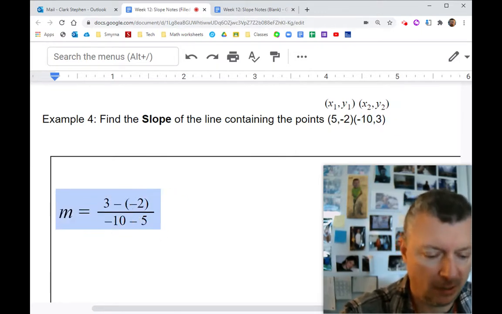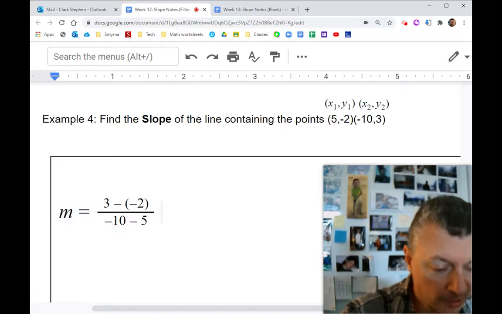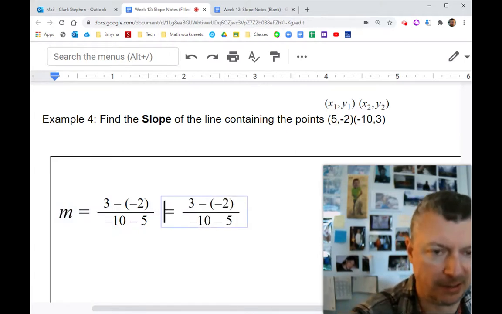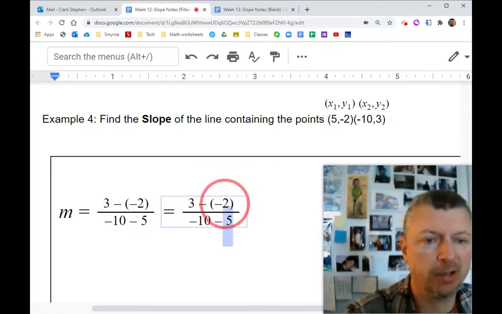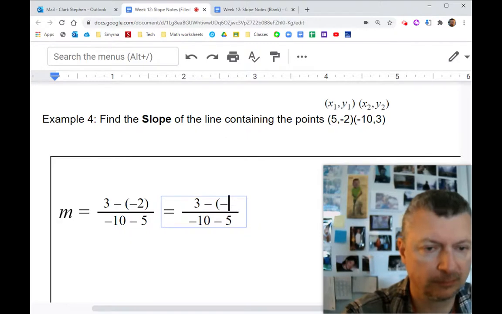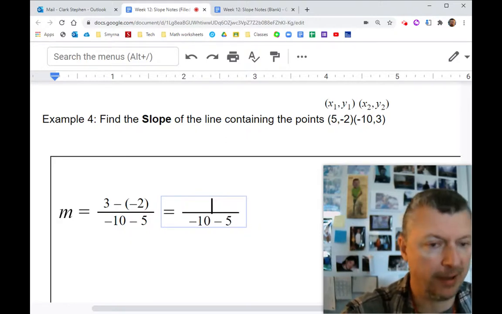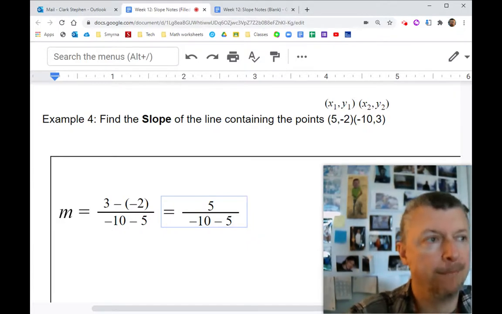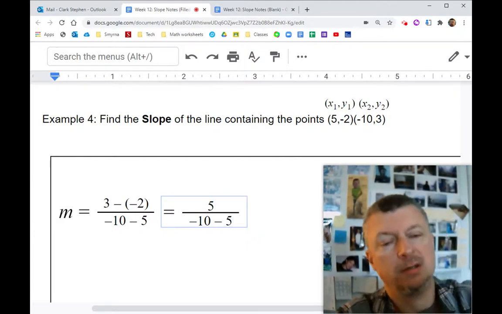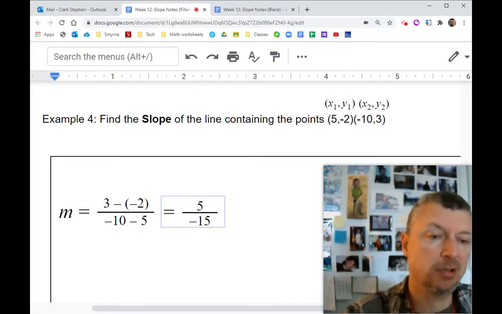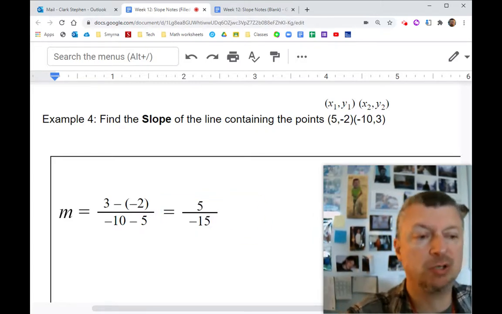Okay. I'm going to copy and paste. Control-C and then Control-V. It's easy. All right, 3 minus negative 2 is the same as 3 plus 2, so that's going to give you 5. Now down here, negative 10 minus 5 is going to give you negative 15. And this one is a little different too. You can reduce this one.